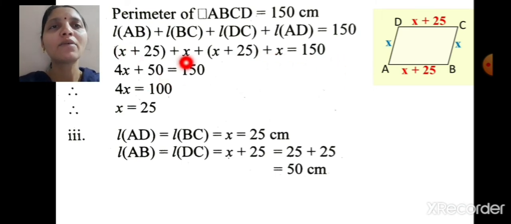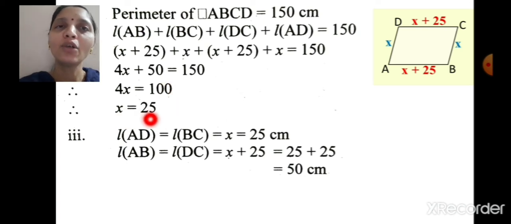Now x plus this x plus this x plus this x, so 4 times x, so you will get 4x plus 25 plus 25 is 50, that is equal to 150. Now shift this 50 to the other side, you will get 4x is equal to 150 minus 50, that is equal to 100. So therefore x is equal to 100 upon 4, that is 25. Now you got the value of x.